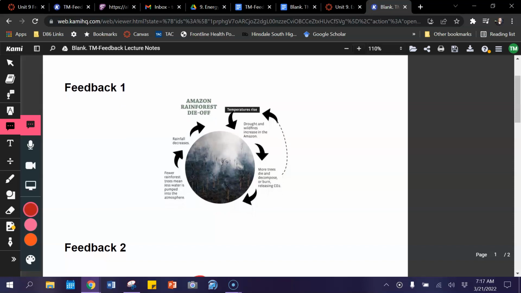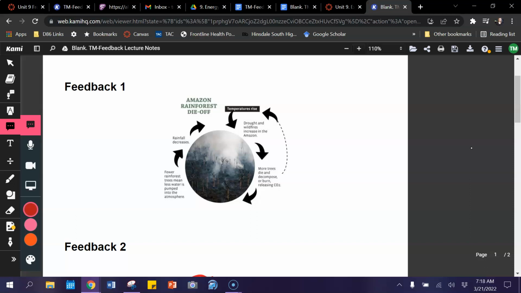pictures. The one that I have here labeled as feedback number 1 is an example of Amazon rainforest die-off. This is a picture of trees in the Amazon rainforest that are burning and obviously dying. So they're clearing out the area, quite possibly for use as farmland.